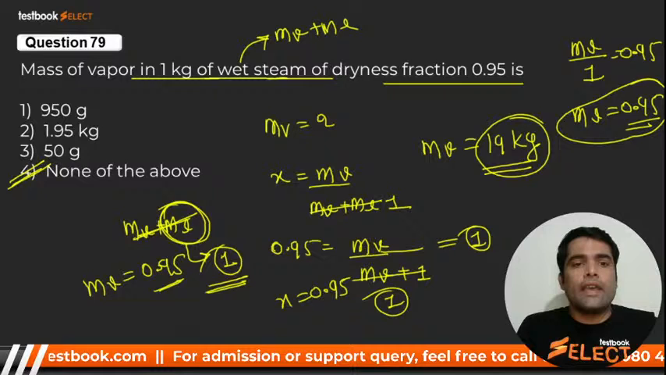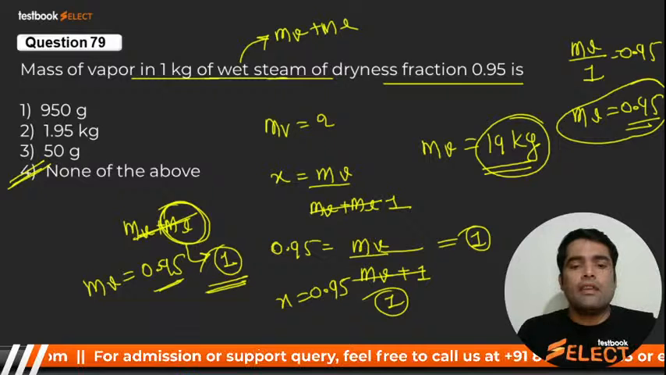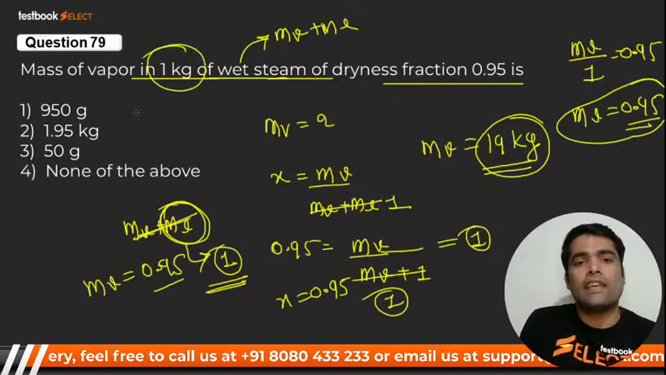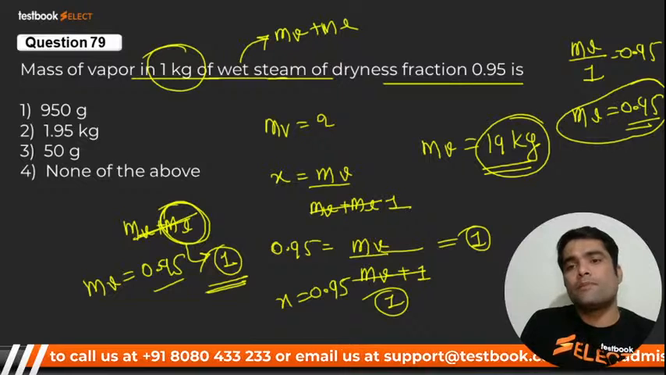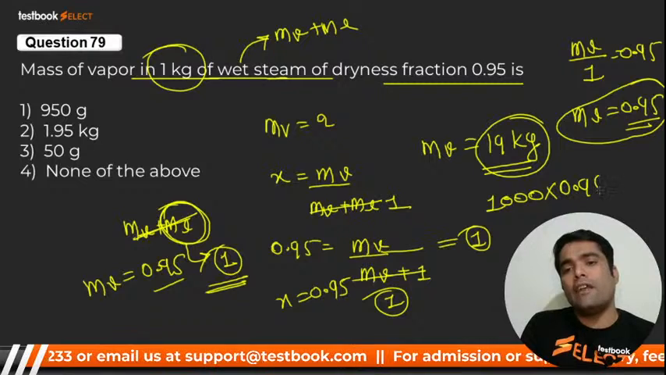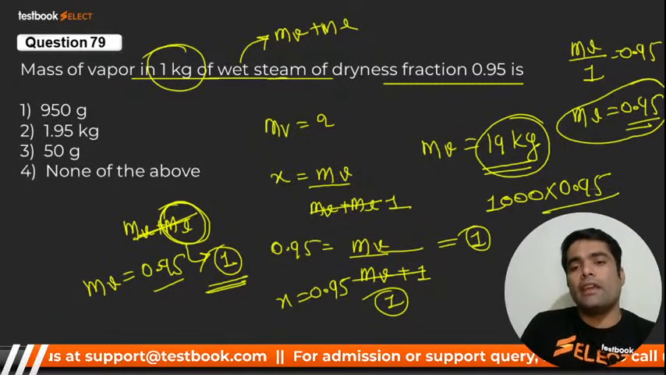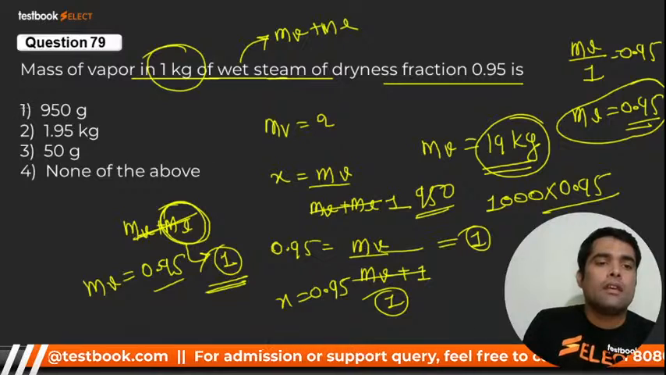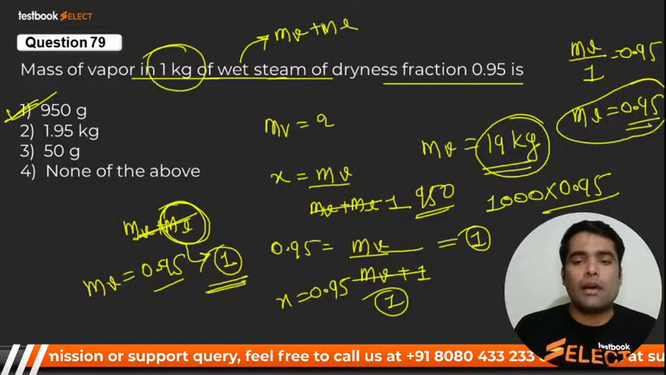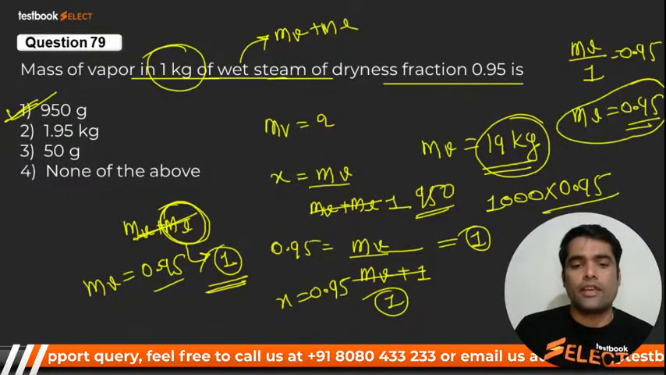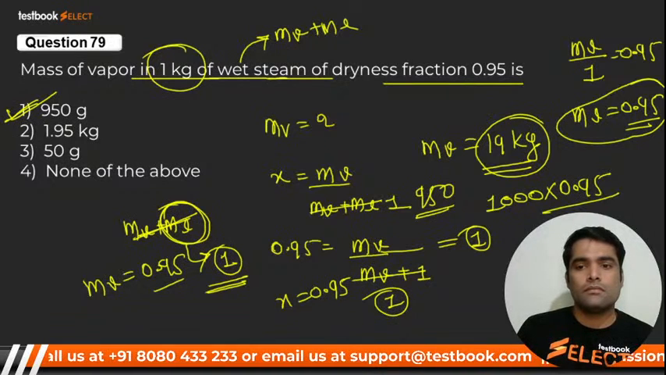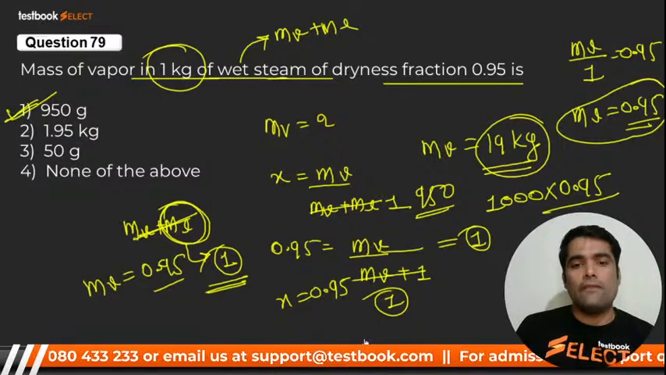Okay, 1 kg, 950 gram, right? The answer is given in gram, so 0.95 kg. It is 1 kg, so it is 0.95. Multiply 1 kg, which means 1000 gram, by 0.95. So it should be 950. Number 1 is correct. Number 1 is correct. 950 is correct.